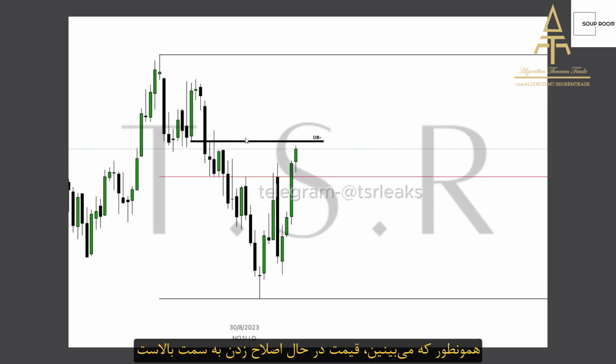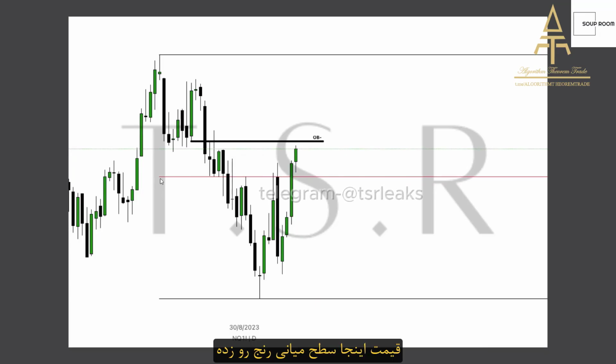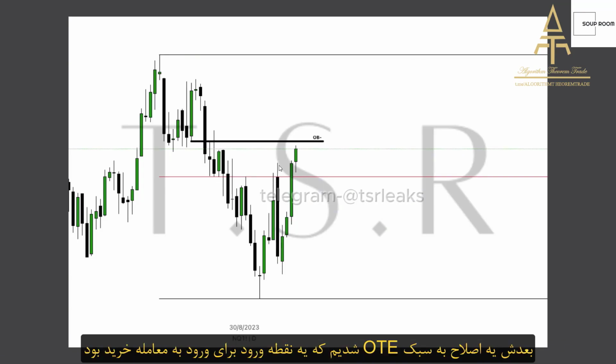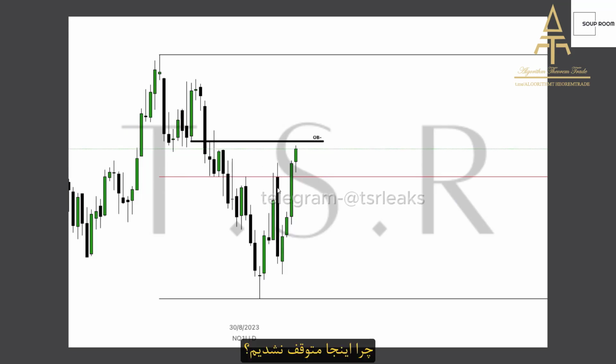As you can see, price is retracing up. We hit the midpoint of the range here, right? So if you were going long, the first draw on liquidity would be the midpoint. We then got a retracement OTE style entry to go long. Why did we not stop here? Why are we continuing to push higher? Because there is a key level above the midpoint.